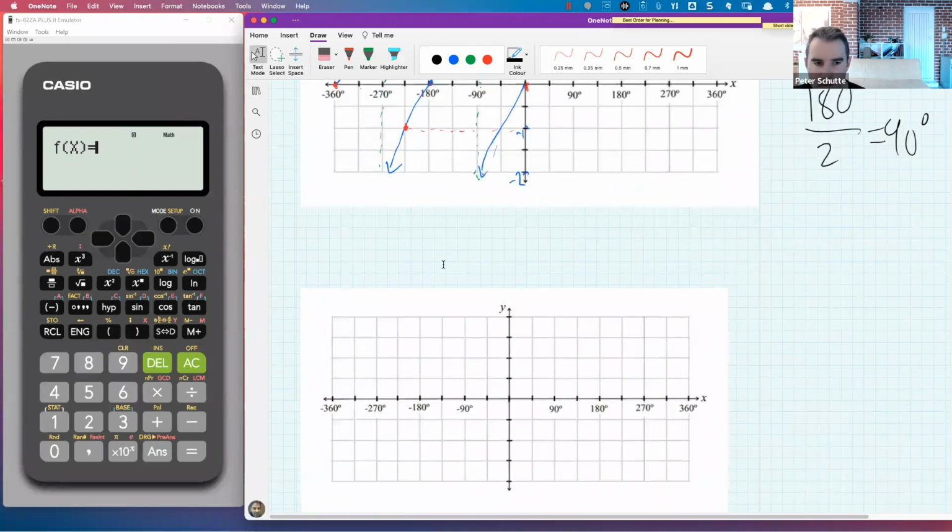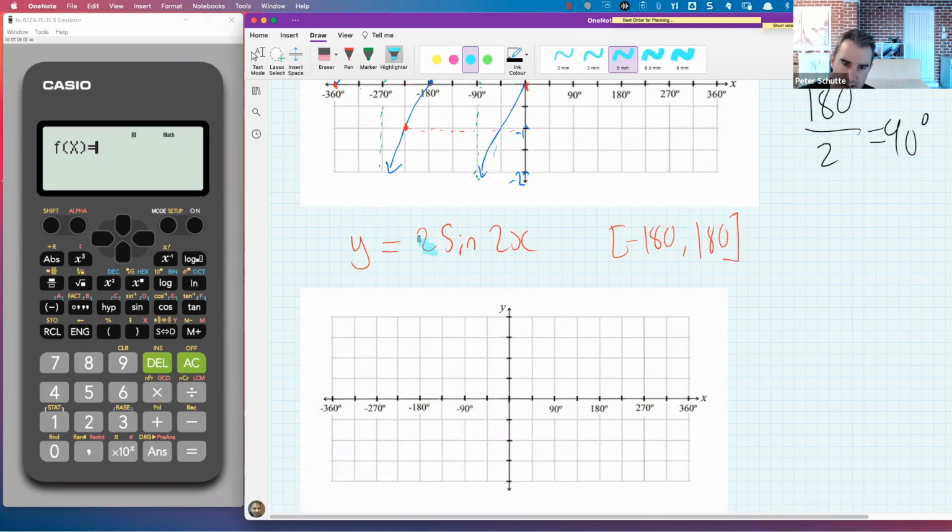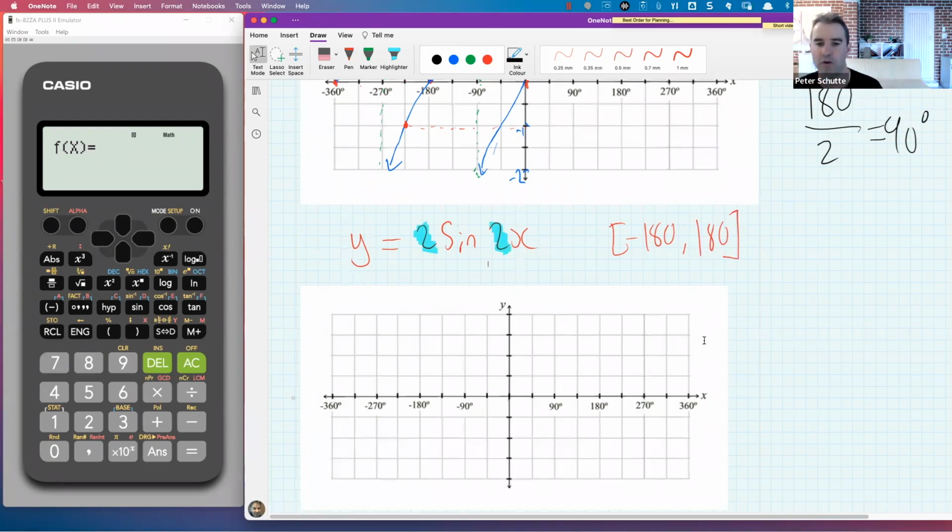So say I want you to draw the graph now of y equals 2 sine 2x, and I want you to do it on the domain minus 180 to plus 180. So what I've done here is I've changed this number and I've changed this number. And I want you to try and draw it. I've also said that I'm restricting the domain from here to here. See if you can do it.